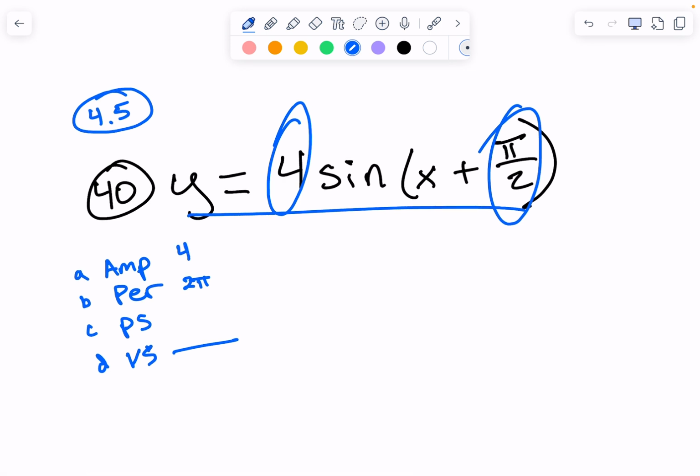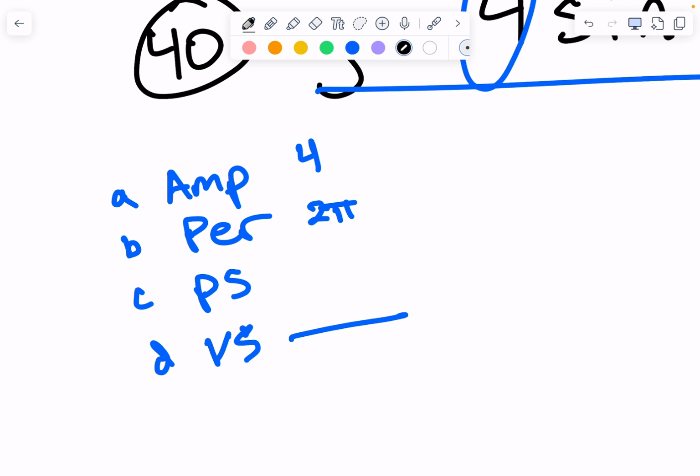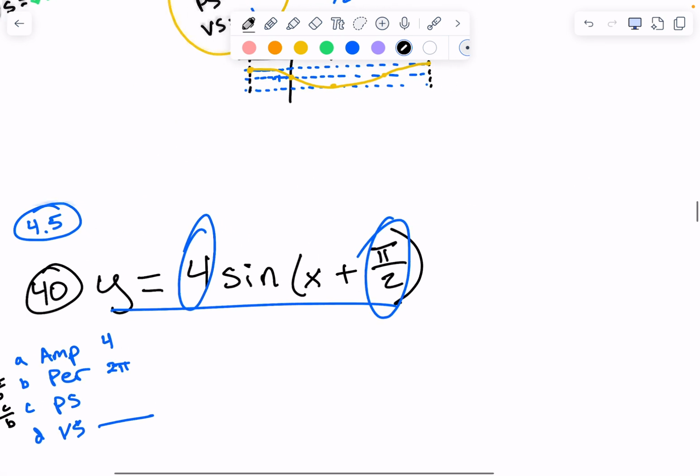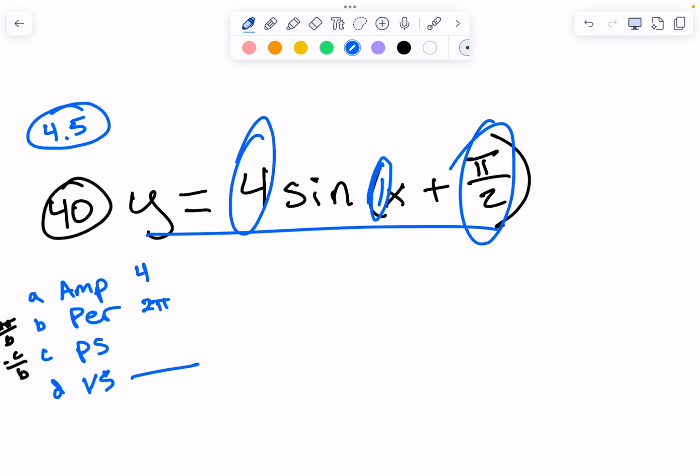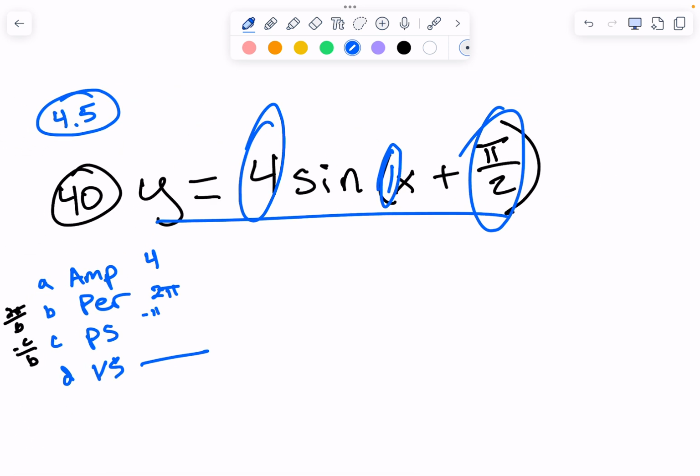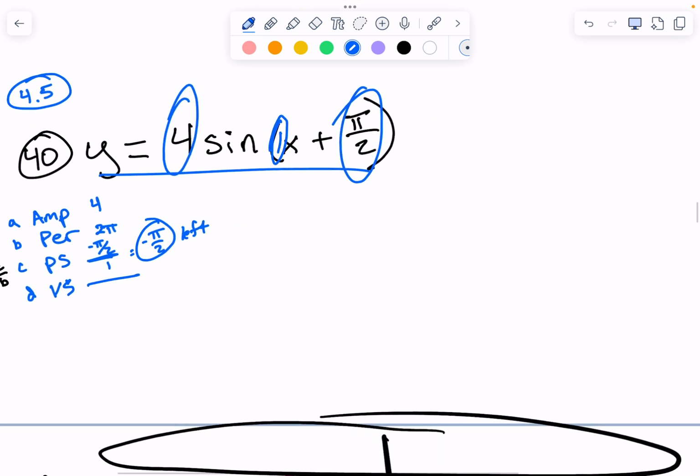And then how do you find the phase shift? Period is 2 pi over B, right? To find the period. But phase shift is negative C over B. Now, we actually do have a B value. What is the B value right here? 1, right? So if we do negative C over B, it would be negative pi over 2 divided by 1, which is negative pi over 2. So that means you're going to the left pi over 2.